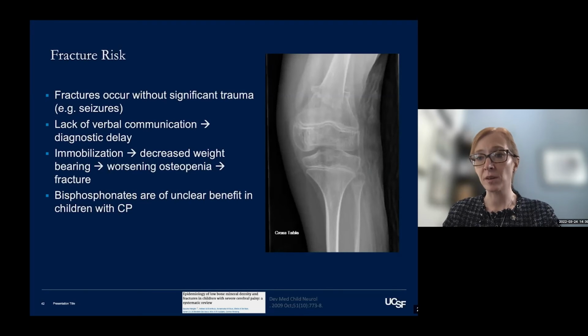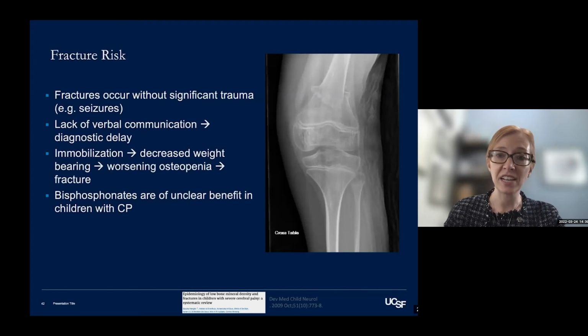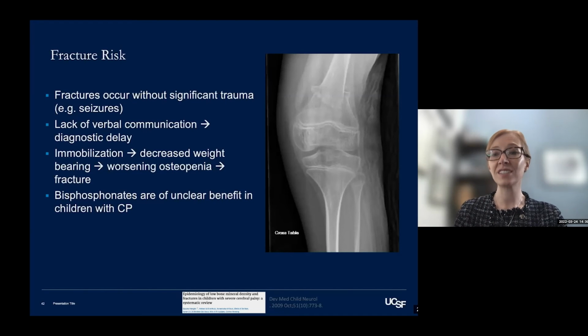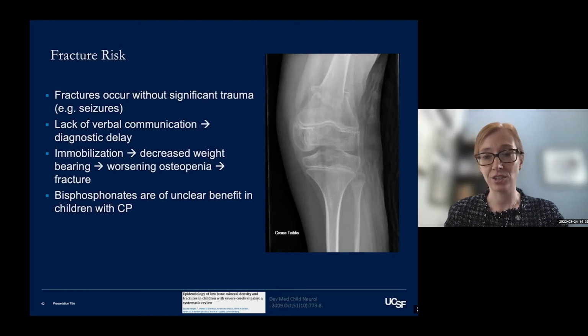And so the other thing that can make these difficult is the lack of verbal communication, which leads to a diagnostic delay. And then the immobilization that's needed leads to decreased weight bearing, which worsens the osteopenia that they already have and puts them at higher risk of a further fracture. So this can be somewhat of a downward spiral once a fracture occurs. And bisphosphonates are really of unclear benefit in cerebral palsy.